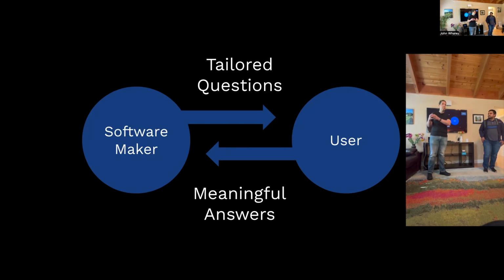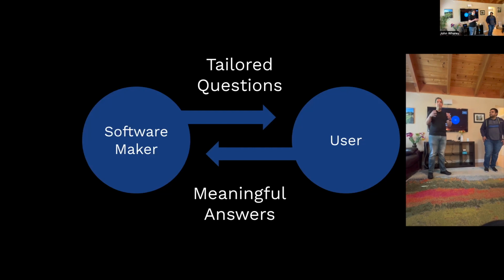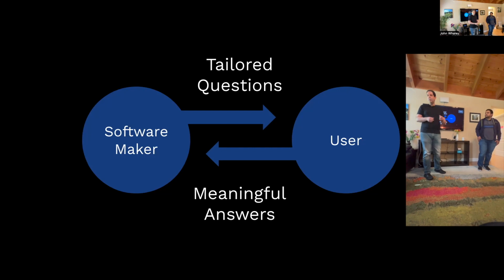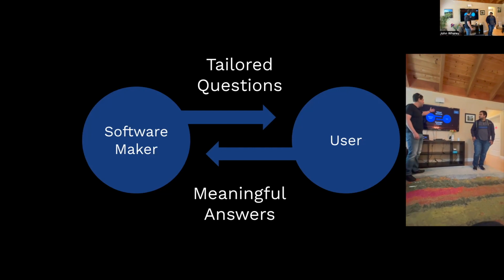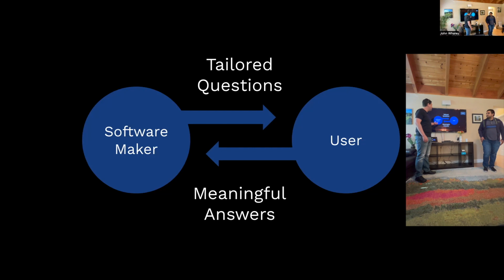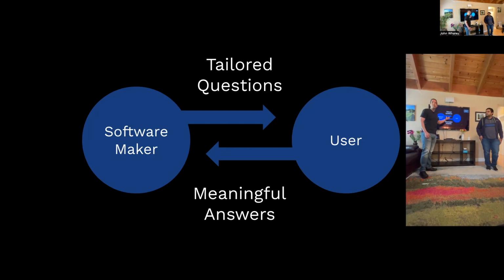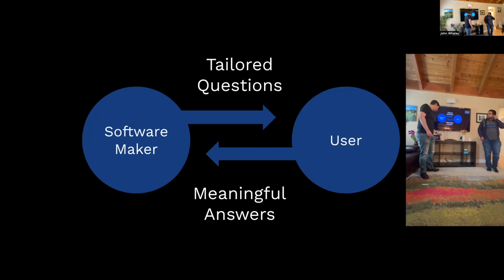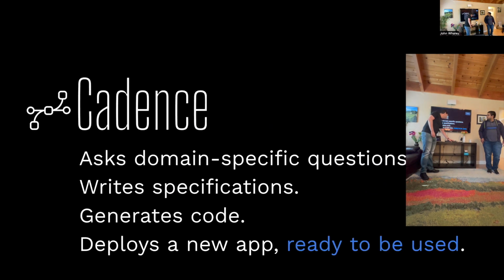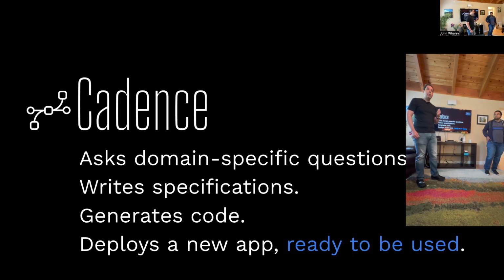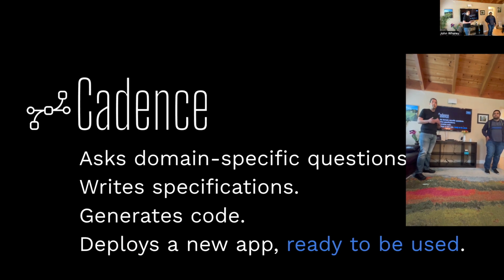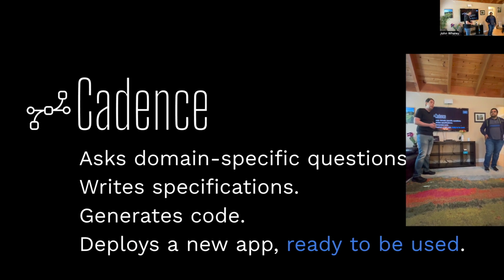So you go back to your shop, you spend some time designing and coding, and then you go back and show it to them, you get some feedback, and you iterate, and so on. So it's this loop of having tailored questions and meaningful answers that help you inform the design of the piece of software that you're going to be building for them. And there's a problem here, because there are not enough software engineers or software makers in the world to make all the software that's needed.